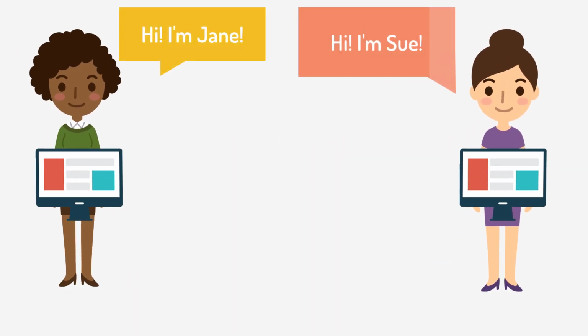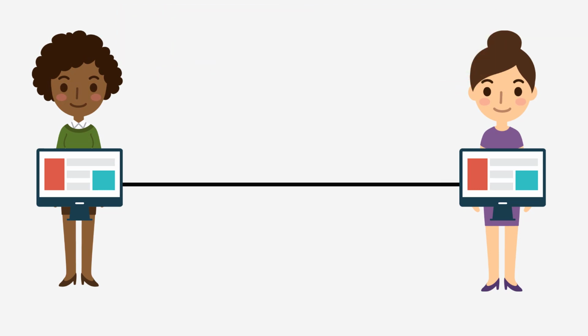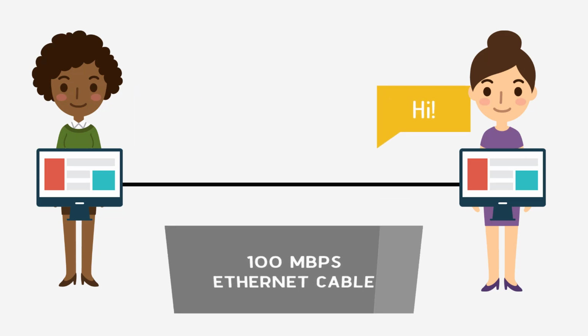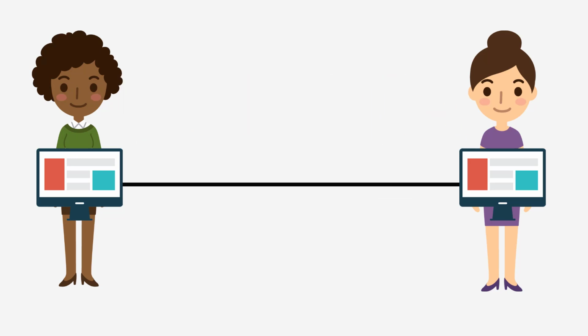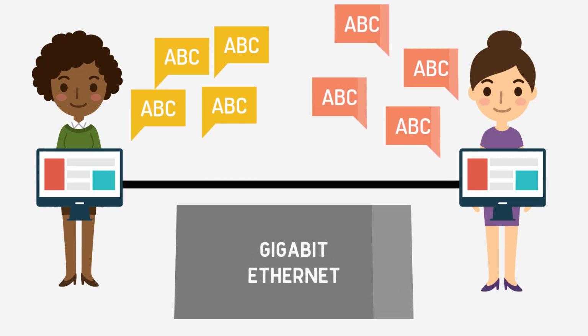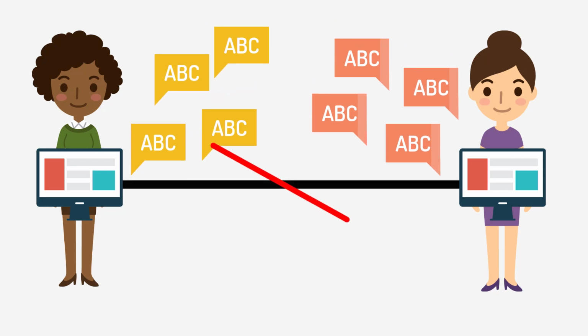Meet Jane and Sue, they're friends who live a few blocks apart and stay in touch using services over the internet. Because they're not very far away, we can simply connect them using an Ethernet cable, say 100 Mbps, and with time, when they need more bandwidth, we can upgrade them to a gigabit Ethernet fiber cable. But one day, this cable fails.